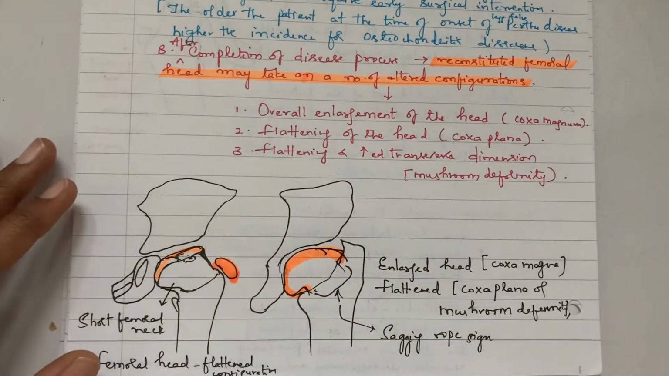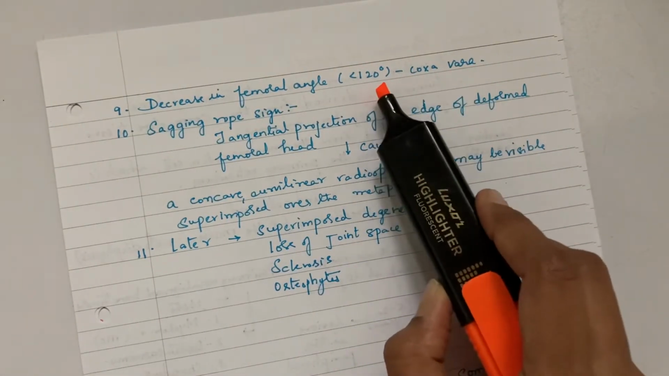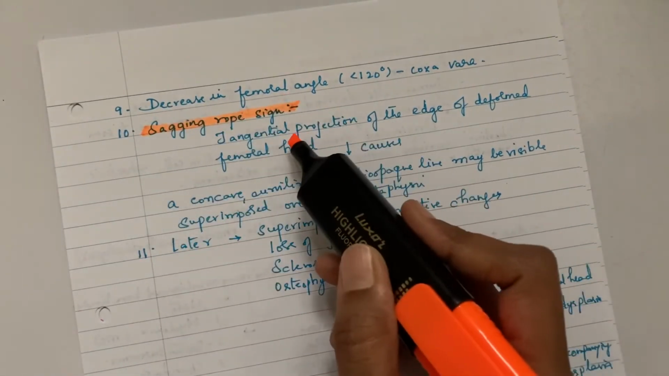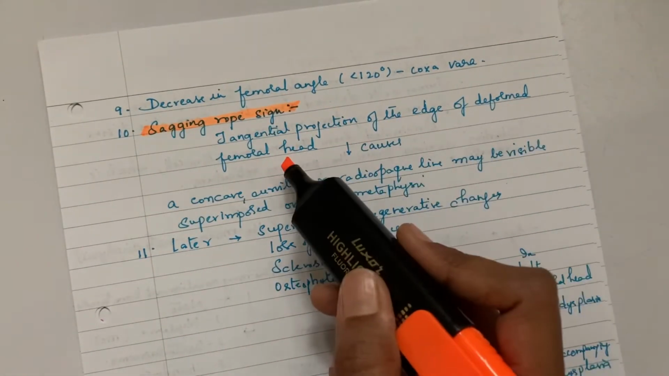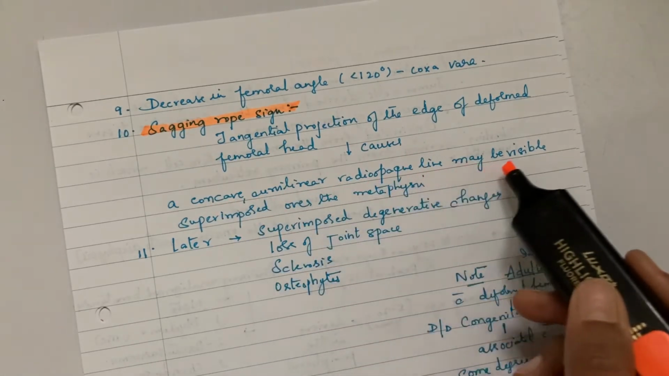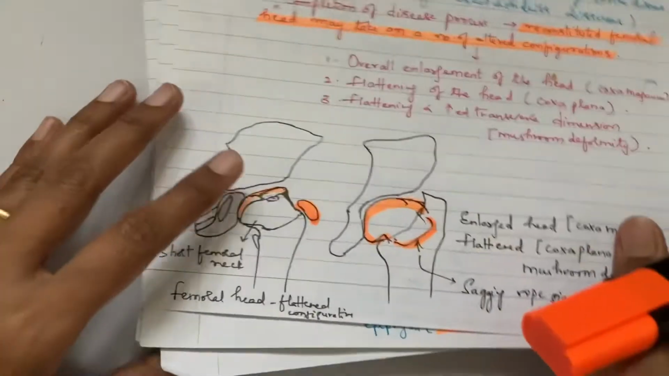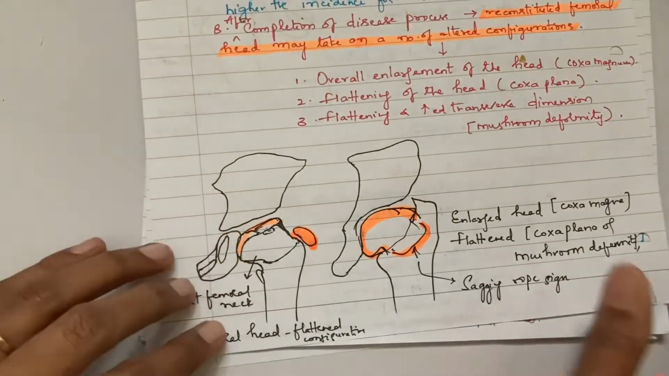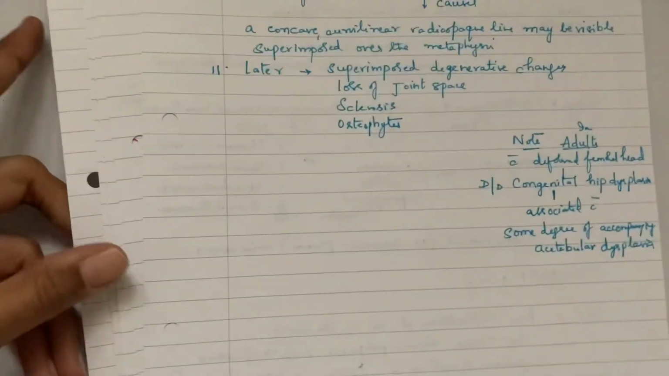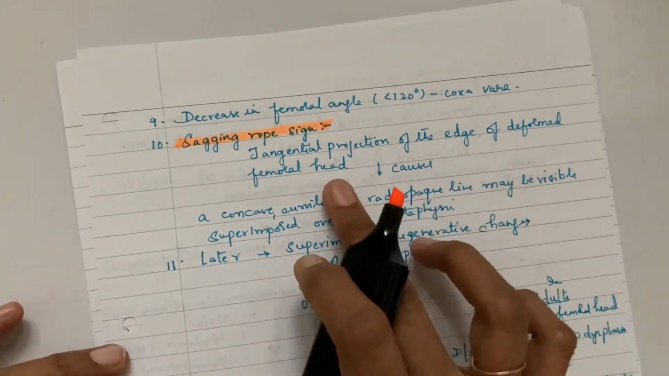So this one you have to remember. Decrease in femoral angle, that is coxa vara less than 120 degrees, sagging rope sign. Tangential projection of the edge of the deformed femoral head causes a concave curvilinear radiopaque line visible superimposed over the metaphysis. This is the sagging rope sign, due to projection of the edge of the deformed femoral head.